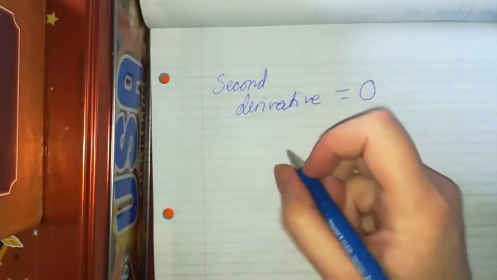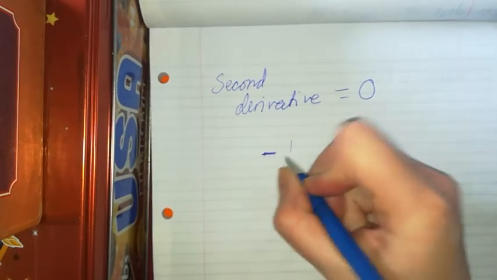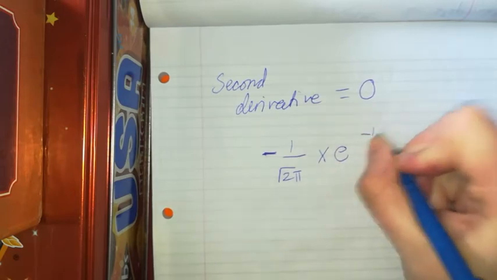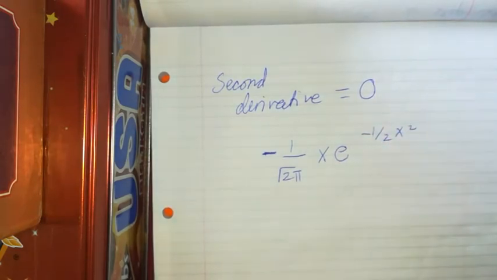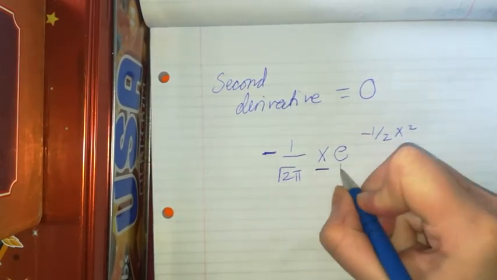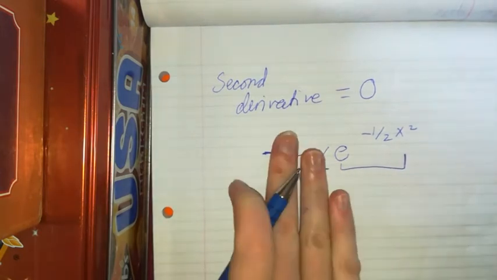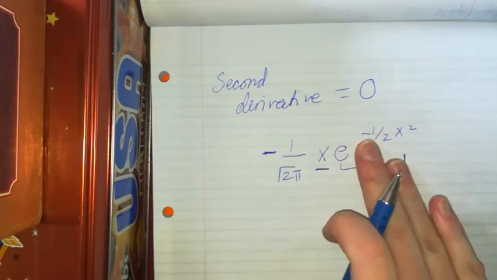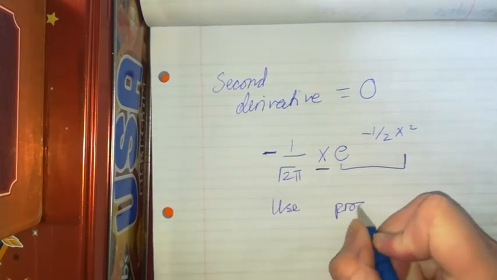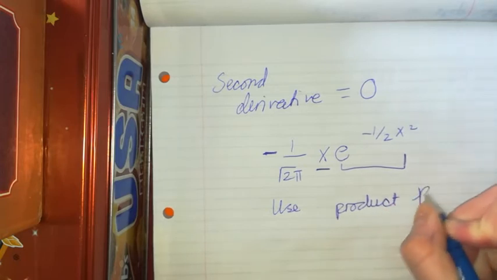The first derivative which I got is minus 1 over root 2 pi x e to the power of minus a half x squared. So now if I want to differentiate this, I have to figure out what has x's, because the things that have x's in them have to be differentiated. Well, there's an x here and there's an x in this power. So that's one thing with an x multiplied by another thing with an x. So I'm going to have to use the product rule.